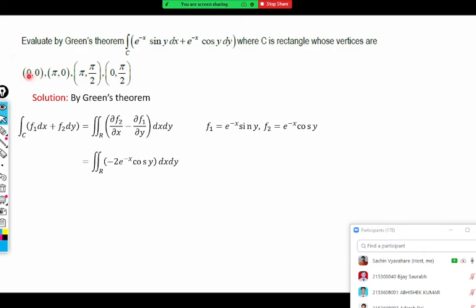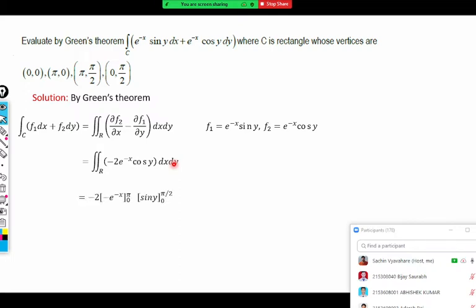These are the x coordinates, so the minimum value of x is 0 and the maximum is pi. The minimum value of y is 0 and the maximum value of y is pi by 2. So the limit of x is from 0 to pi and the limit of y is from 0 to pi by 2. Without a diagram, you can give the limits. No need to draw the diagram. So these are the limits.